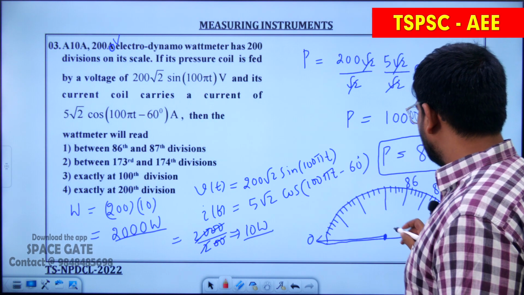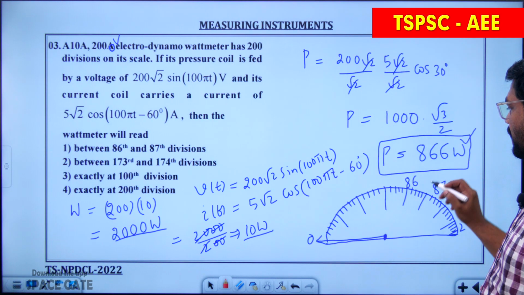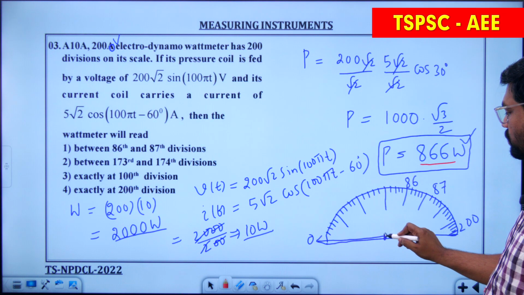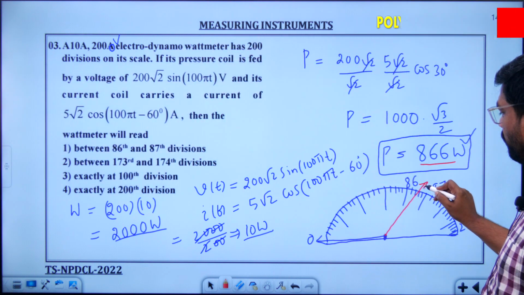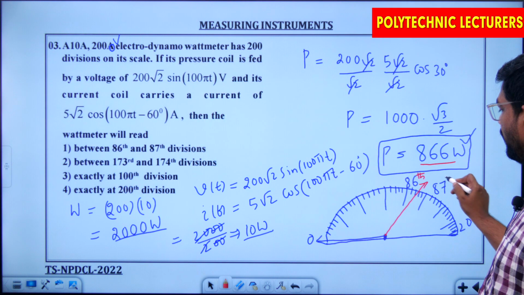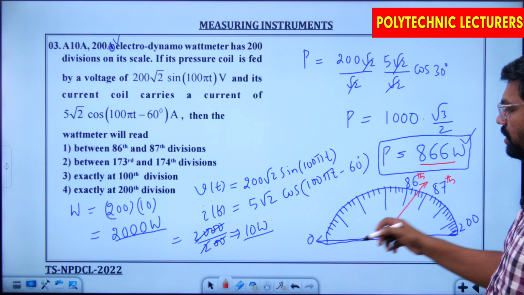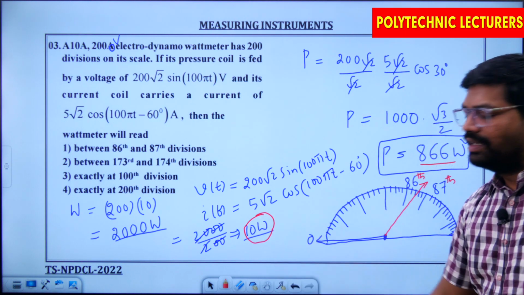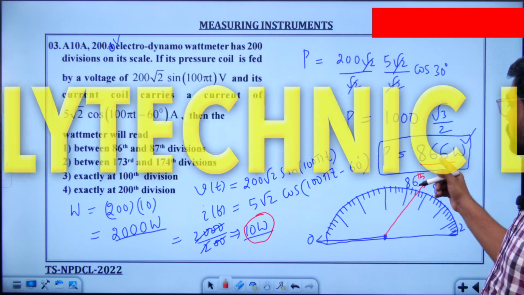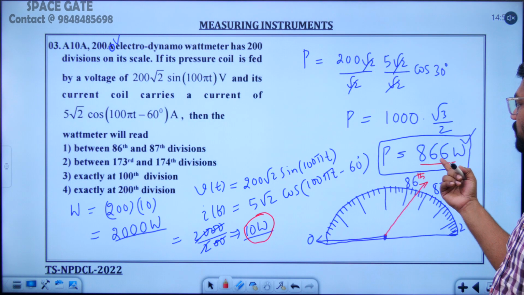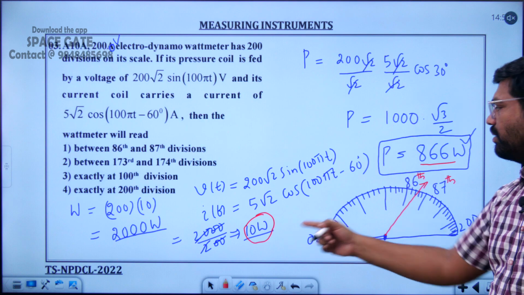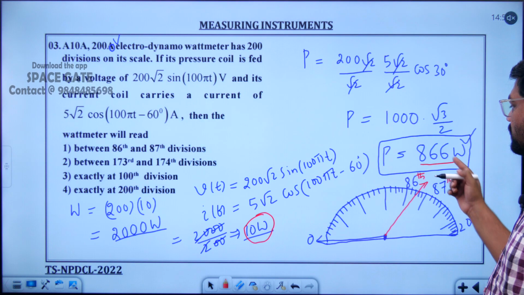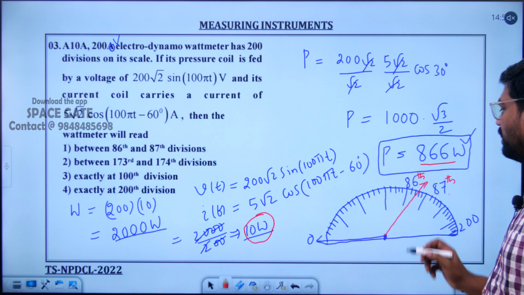Suppose the reading is 866. Now it will give a reading in between the 86th division and the 87th division, because each division is how much? 10 watts, right or not? So divide 866 by 10, which is 86.6, so it will come in between 86 and 87.